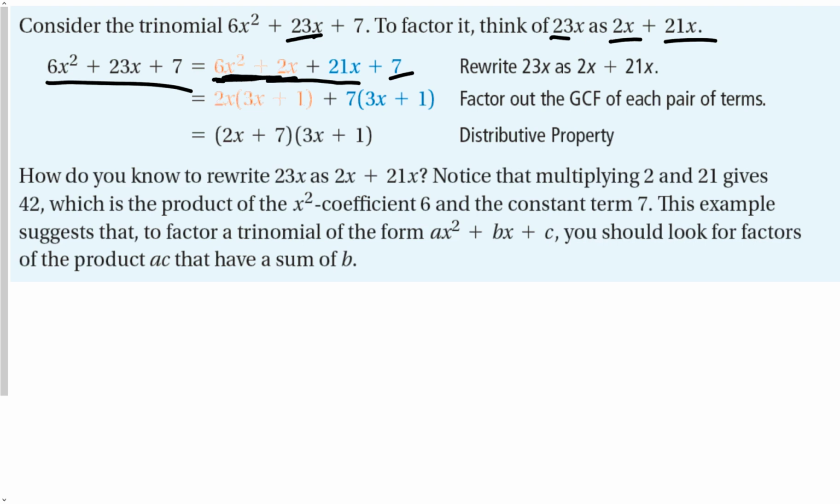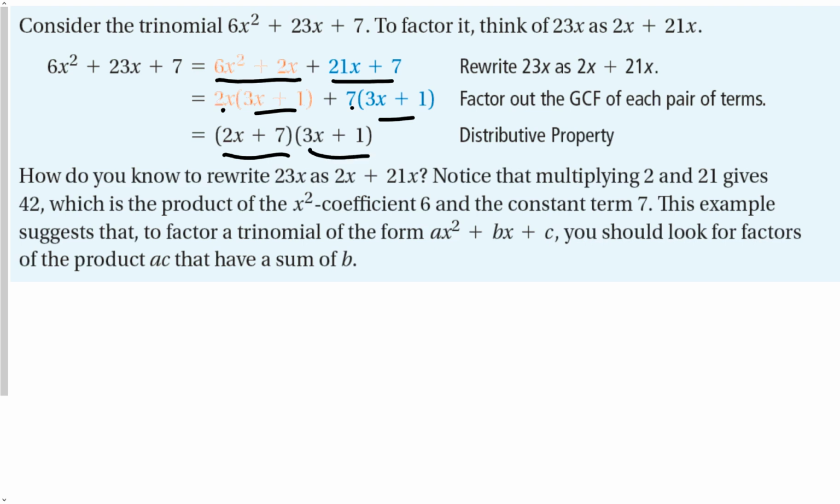In these first two terms, there is a common factor of 2x. These second two terms have a common factor of 7. And then the leftover bit, 3x plus 1, is the same for both. So I can group the 2x and the 7 together as 2x plus 7 times 3x plus 1. If I FOIL this back together or distribute, that's 2x times both of those, 7 times both of those, to get back to my original expression.